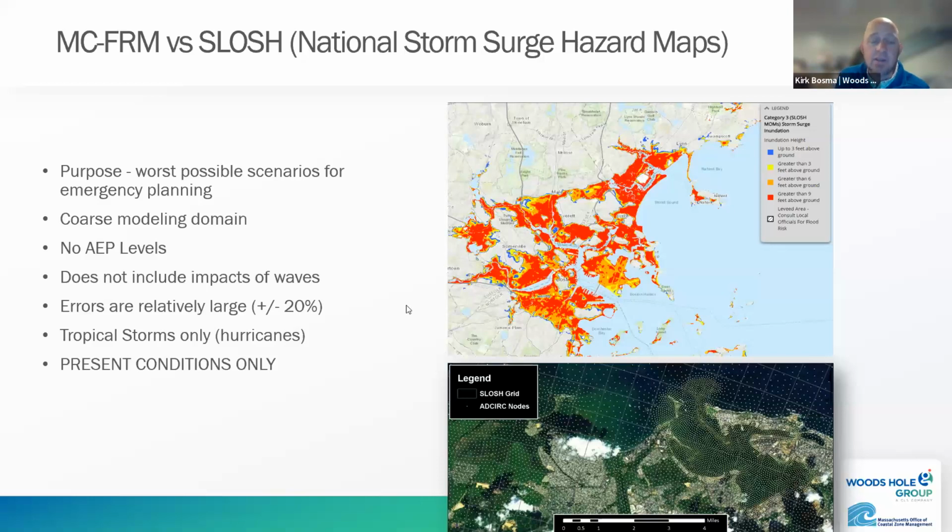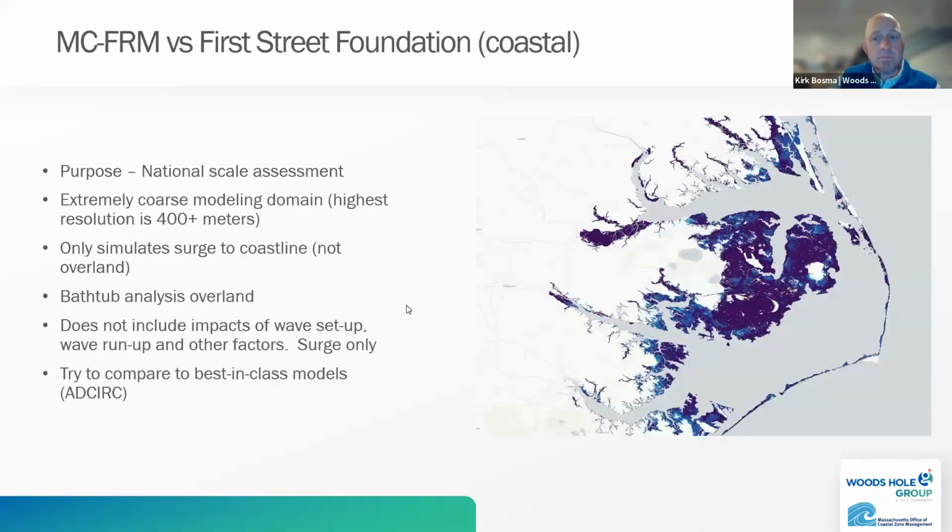It doesn't include waves. Really, again, the purpose is worst case scenario, storm of the millennia, right? A hurricane that maybe we've never seen here. If that's coming and we have time to think about it, how do we evacuate? How do we think about that? It's not for what should I put my building level at, or where should I do this specific design? It really doesn't work for that. And again, it's just present day.